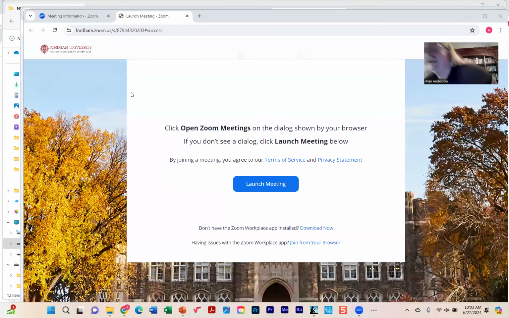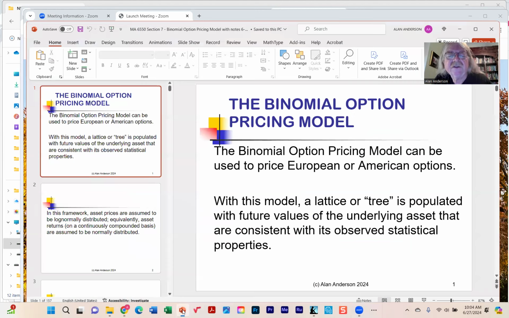All right, so today we're going to wrap up the course. It's hard to believe that that day has finally arrived, but we're going to go over section 7, which is our look at the binomial option pricing model, which is what we will be using to price American options. Because as we know, the Black-Scholes model can only be used for European style options.